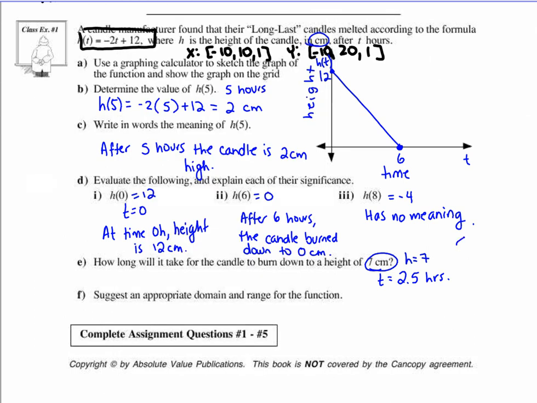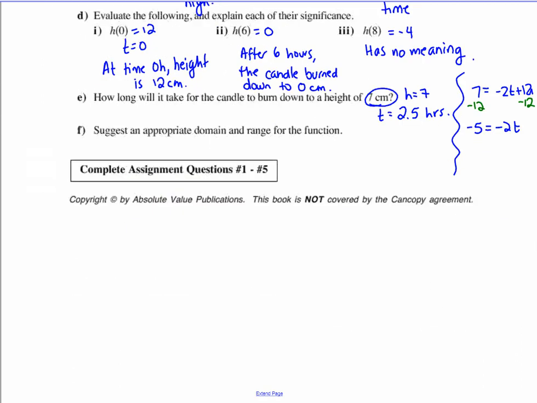You could have also used your equation, so you could have gone 7 is equal to -2t plus 12. So if I subtract 12 from both sides, I get -5 equals -2t, and then divide both sides by -2, and that gives you 2.5 is your time. Okay, 2.5 hours. So it'll take 2.5 hours.